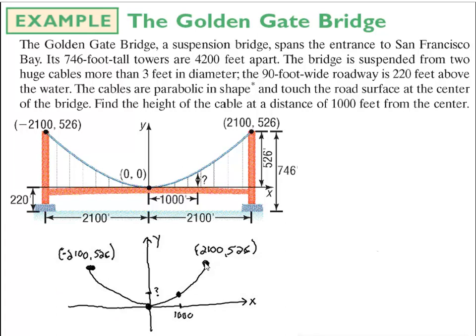Here's my parabola sitting at the origin. Here's the 2 points that we plotted, right? And then the question is asking us what's the height of the cable 1,000 feet from the center of the roadway. So if this is 1,000, what's the y value? So we need to build the equation of this parabola, and this is not really going to be that challenging.